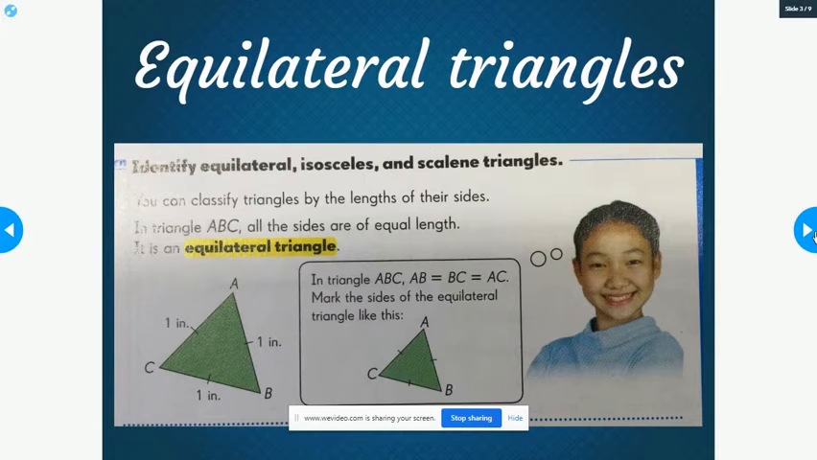So let's look at some examples from our textbook. We've got identify equilateral, isosceles, and scalene triangles. So clearly you can see this first one here is the equilateral with the 3 equal sides and the 3 equal angles. This indicator here tells you that this side is equivalent to this side and this side, or congruent.